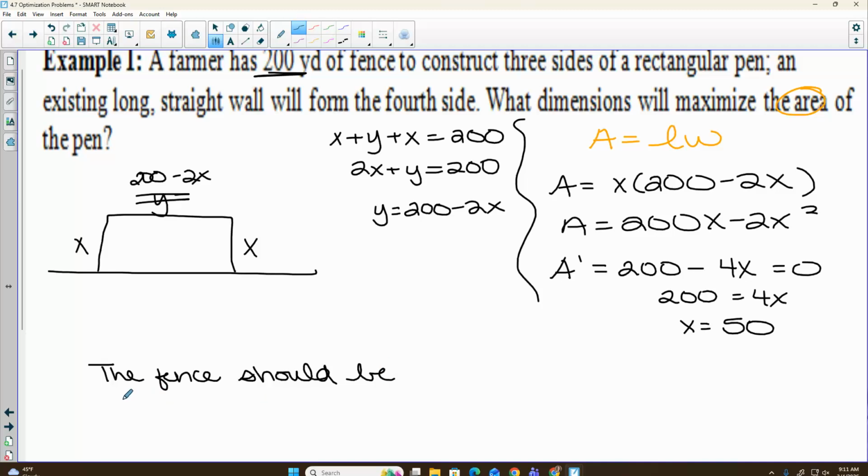So the fence should be 50 yards by, how do I find my other side? 200 minus 100, or 100.